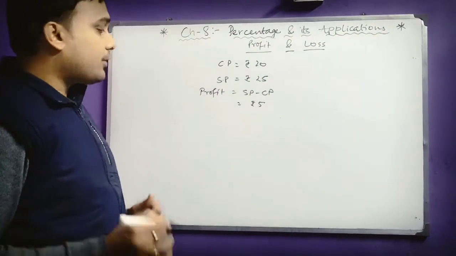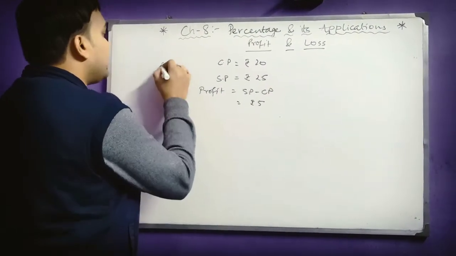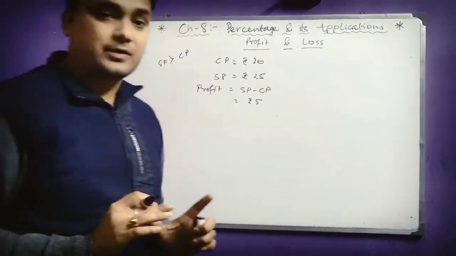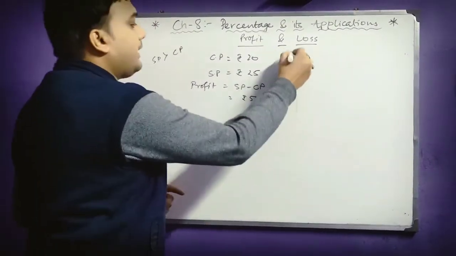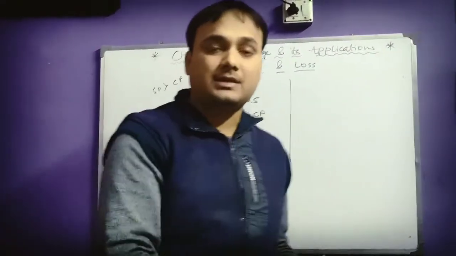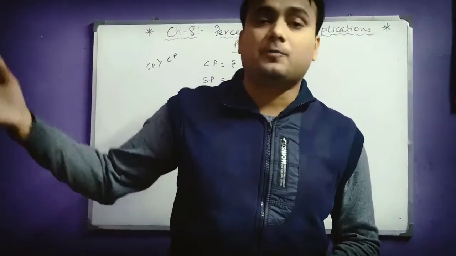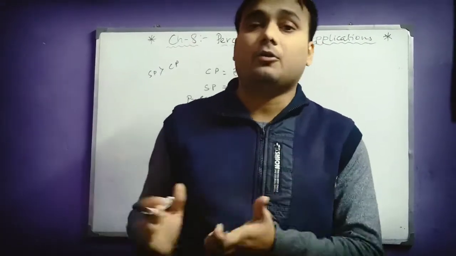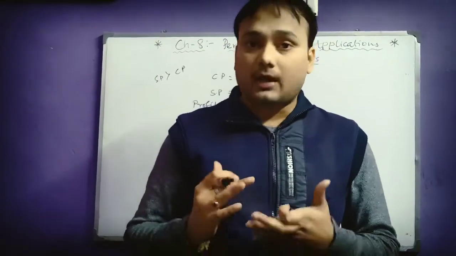Okay, so remember students, if any time you see SP is greater than CP, then you will understand that there is a profit. Okay, similarly, if I take a reverse case, suppose I purchased this pen with rupees 20 and I sold my pen to someone for rupees 10, that means I have spent 20 rupees on this pen but I am earning only 10 rupees in return. That means I have suffered a loss here.